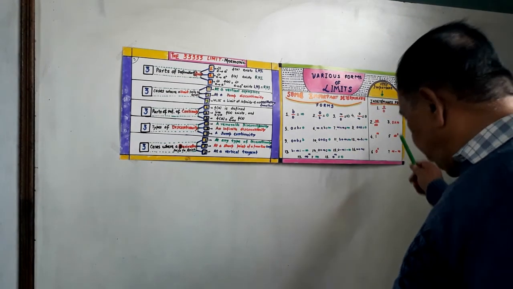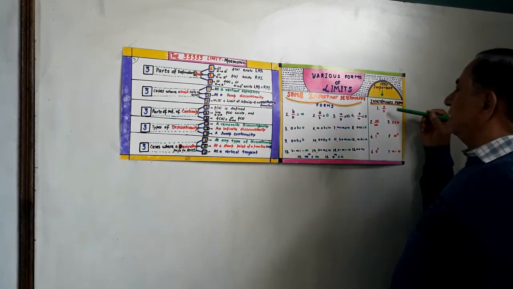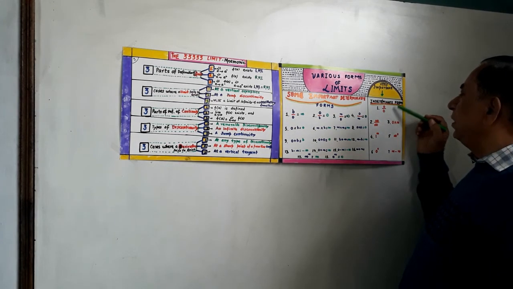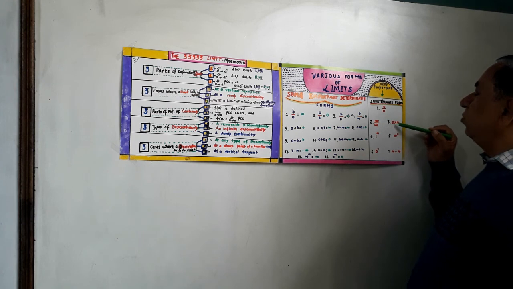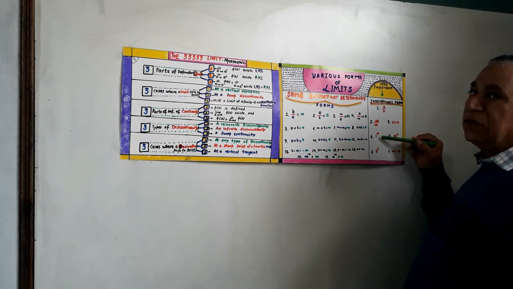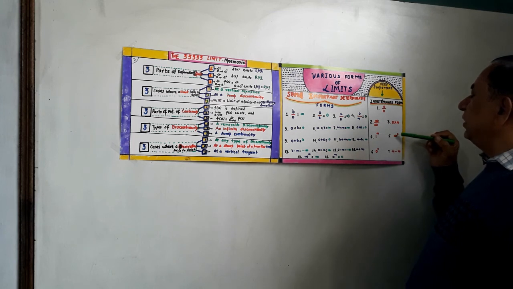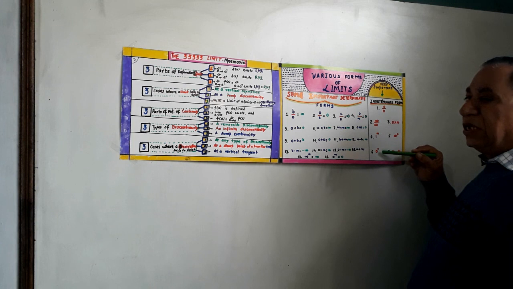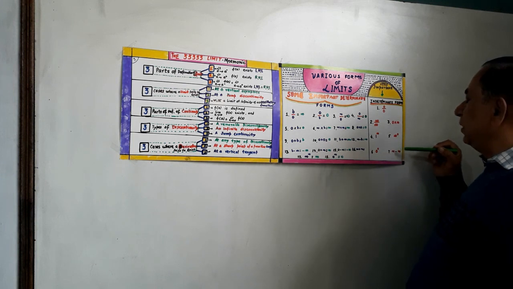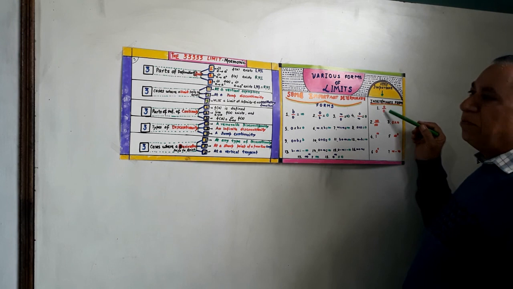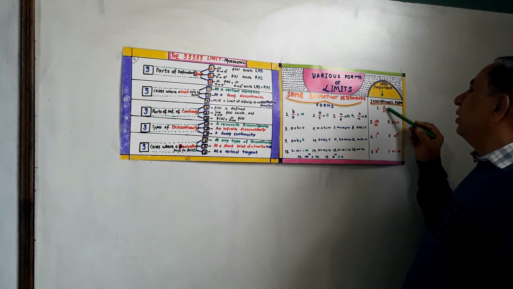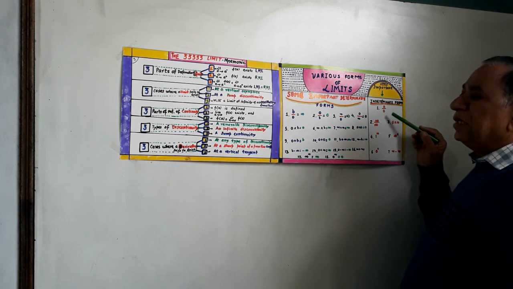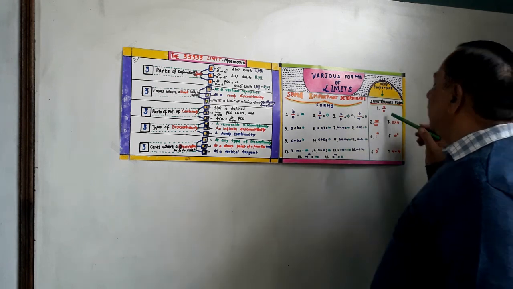Now, these indeterminate forms are very, very important. The first one is 0 by 0. Second is infinity by infinity. Third is 0 into infinity. Fourth is 1 raised to power infinity. Fifth is infinity raised to power 0. Sixth is 0 raised to power 0. Seventh is infinity minus infinity. The first one is the major one. Most of the time you will find in the question the answer comes 0 by 0. In that case you have to apply the formula of limits.